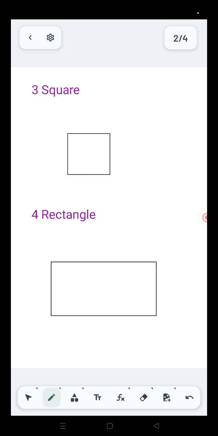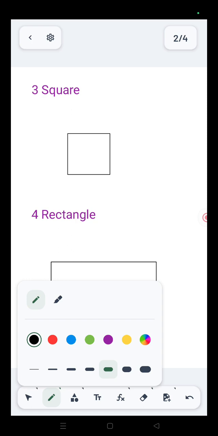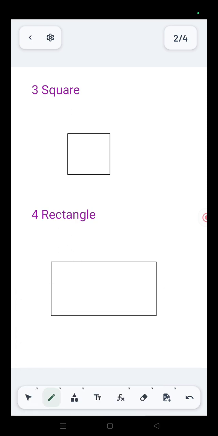So in this square, some characteristics are there. In the square, all four sides are equal. All these four sides are equal. Now, what is the perimeter of the square?